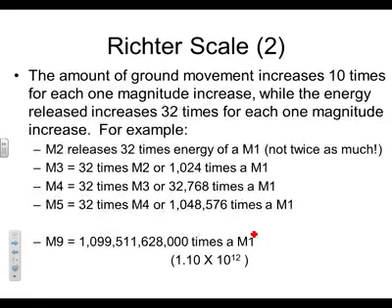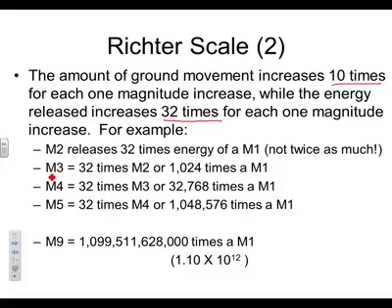So this idea of logarithmic or exponential: the amount of ground movement increases 10 times for each magnitude increase. The energy released increases 32 times for each one magnitude increase. So for example, a magnitude 2 is not twice as powerful as a magnitude 1. A magnitude 2 is 32 times the energy of a magnitude 1.